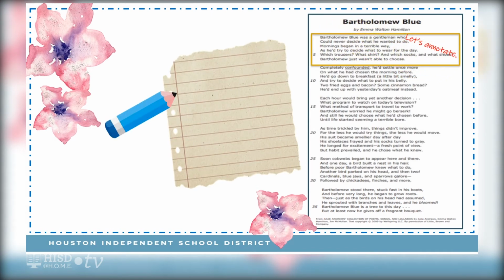Let's annotate. When you annotate, you can highlight important words, underline sentences, encircle phrases, or simply write your ideas. I will simply summarize the information I learned from stanza 1 and write my notes. From what I gathered in stanza 1, Bartholomew has trouble making decisions.